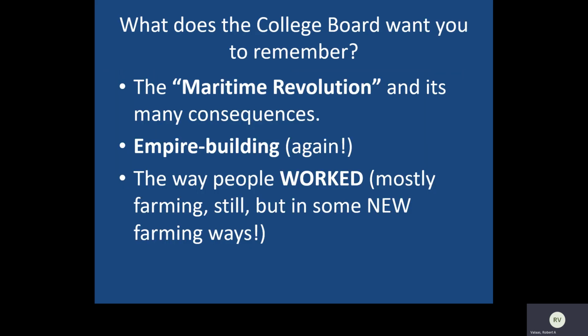The three big pictures, or the three big stories of this era that the College Board wants you to remember, and of course these are always going to be good go-to things for contextualization should you happen to have a DBQ from this era. They are the Maritime Revolution and its many consequences, the new ability of humans to sail across oceans like the Atlantic and Pacific and to easily interconnect continents like Asia, Africa, and Europe.